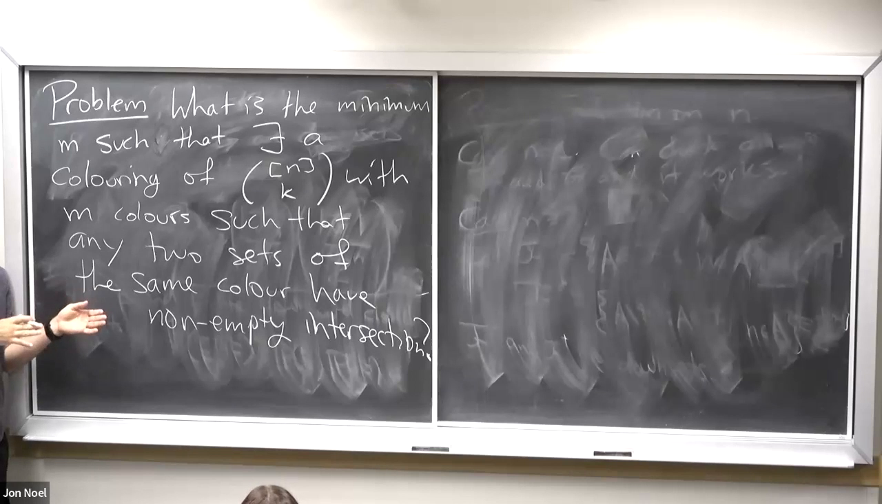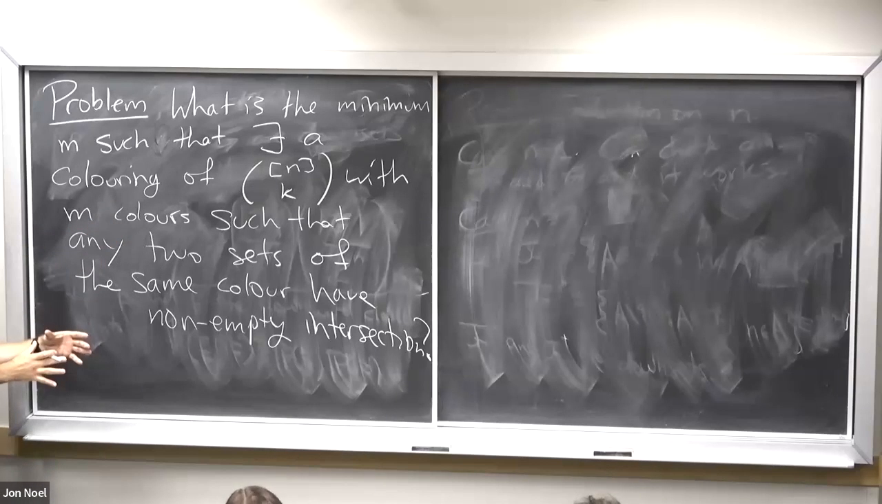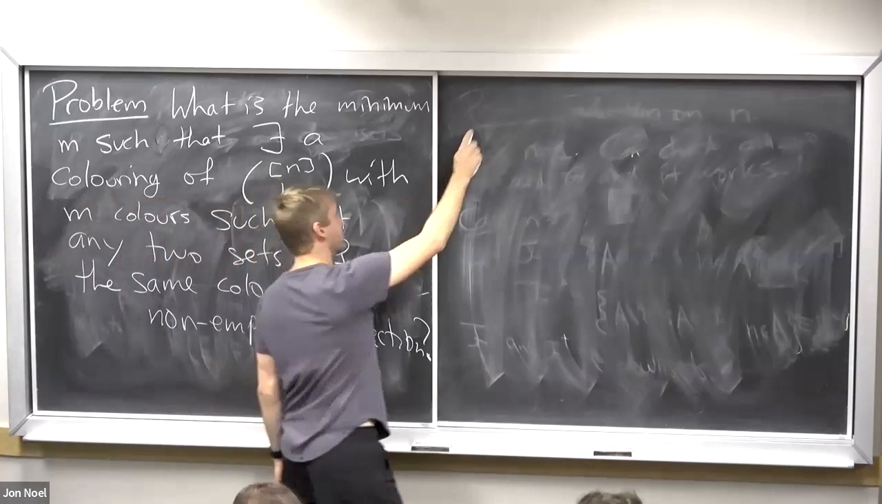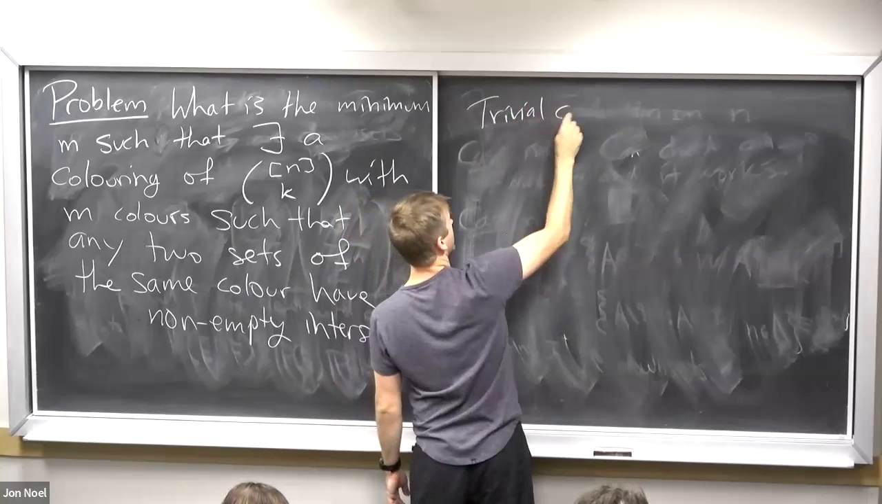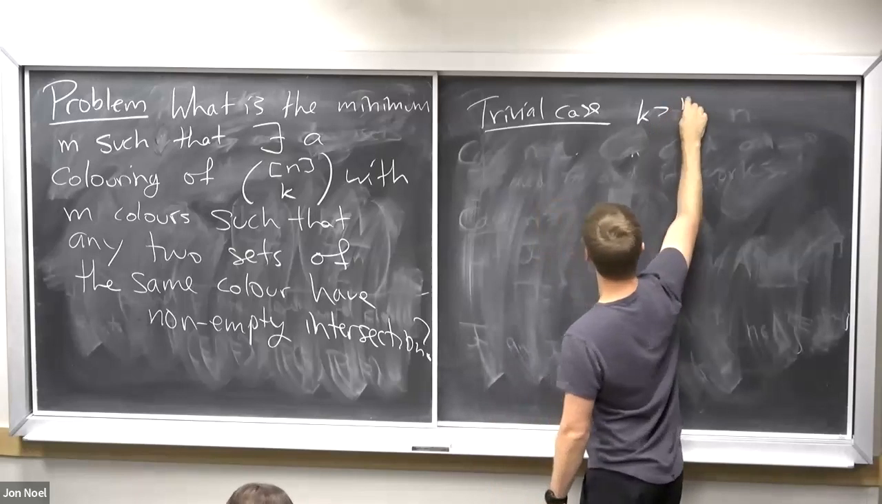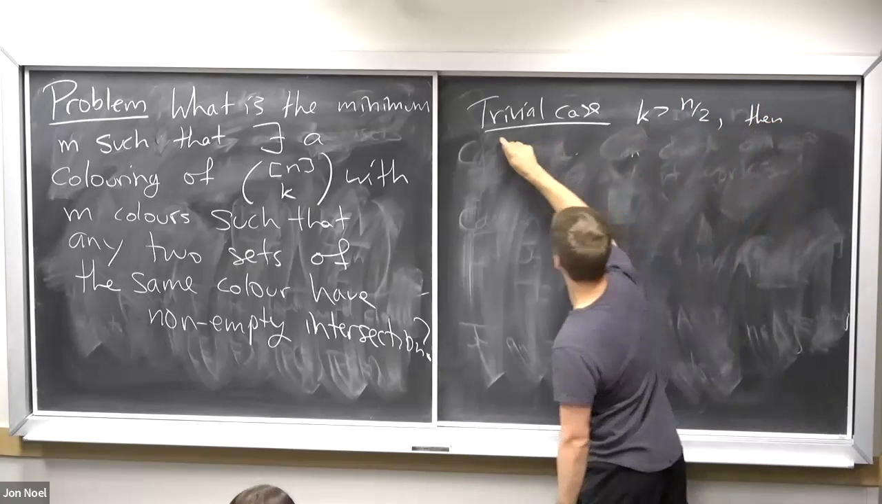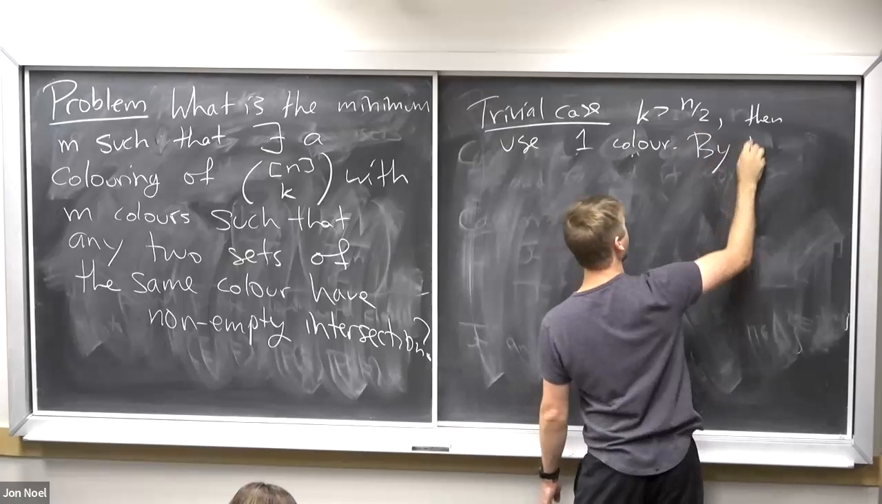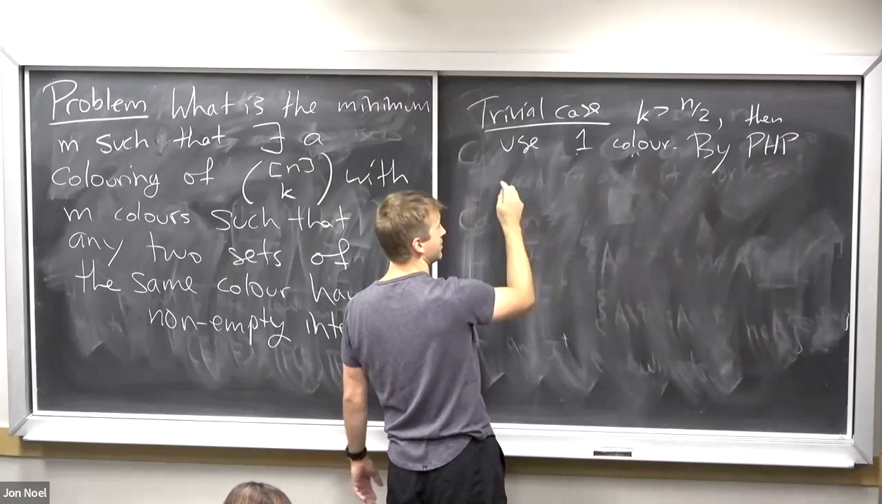It's kind of coming all the way back to the first lecture, right? Erdős–Ko–Rado was looking for the biggest collection with this non-empty intersection, like the biggest intersecting family in here. Now what we're trying to do is actually partition into intersecting families, and we want to do that as efficiently as possible. So we again have one trivial case: if K is bigger than N over 2, then use just one color, because by pigeonhole, any two sets intersect.